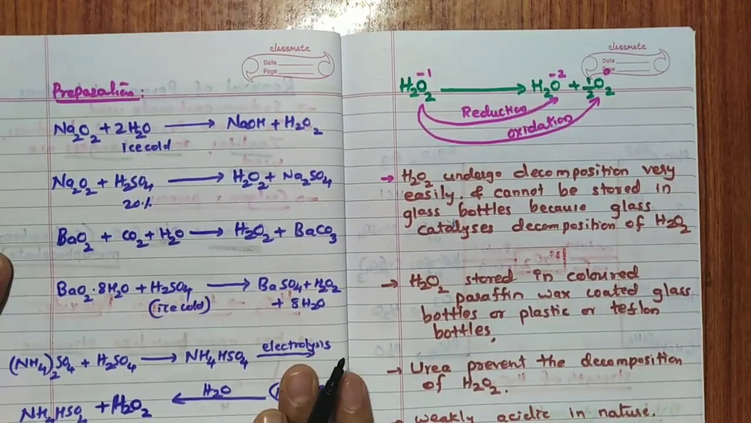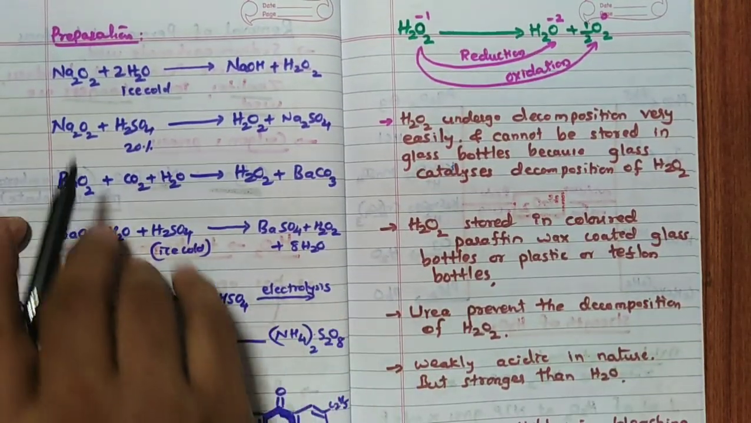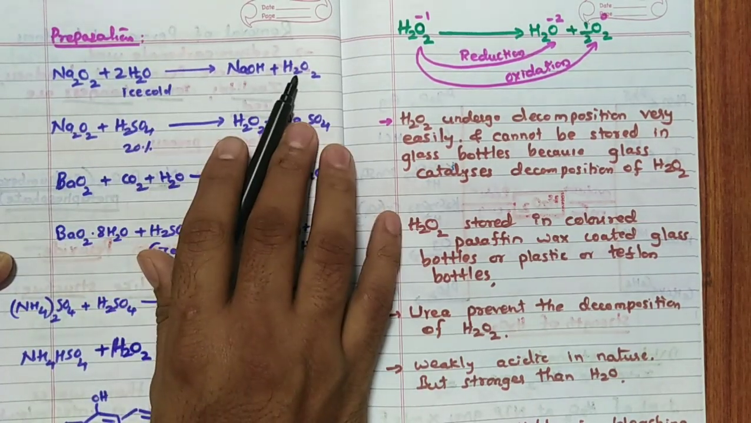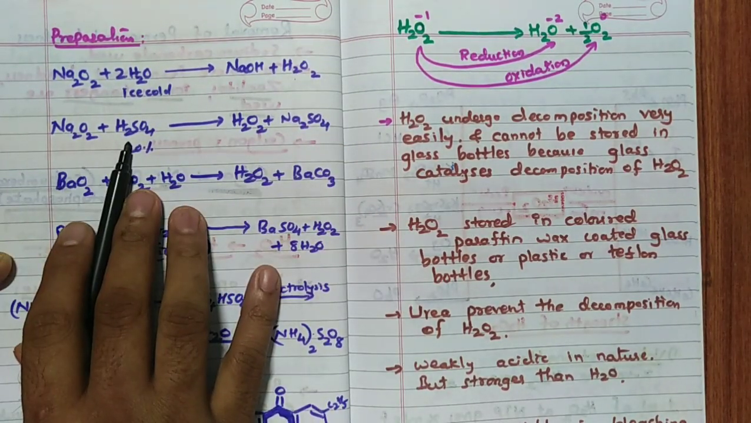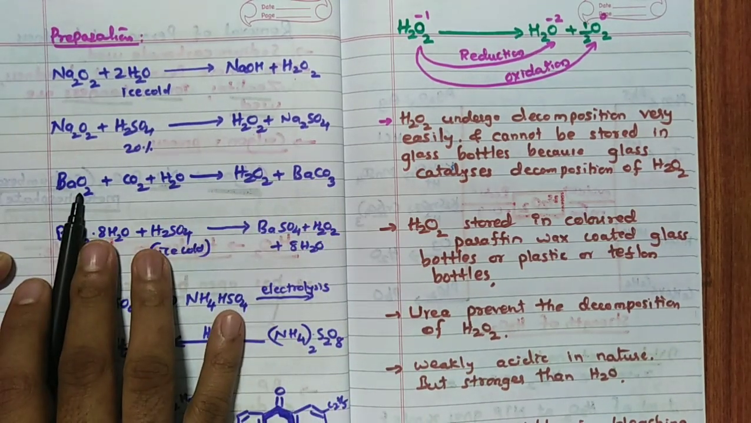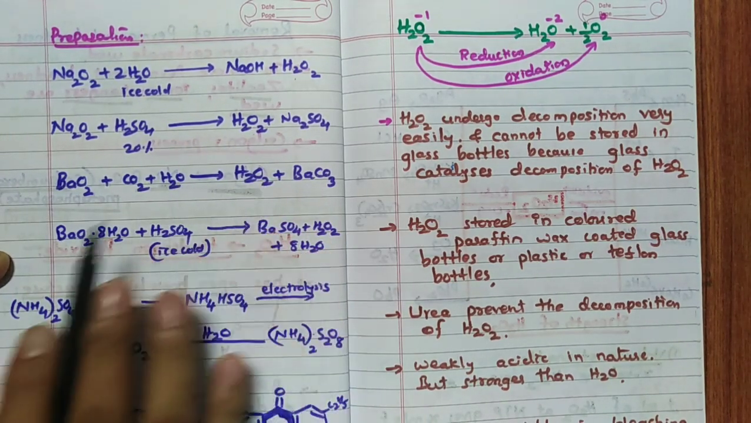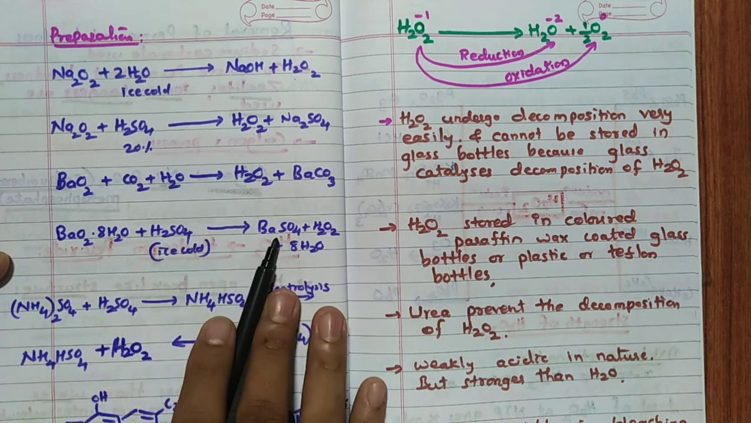Then preparation, very simple. Na2O2, sodium peroxide in water gives hydrogen peroxide. Sodium peroxide in 20% sulfuric acid gives hydrogen peroxide. Barium peroxide with carbon dioxide and water gives hydrogen peroxide. Barium peroxide with sulfuric acid gives hydrogen peroxide.